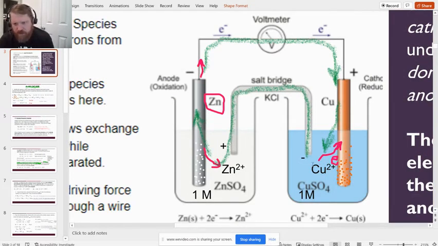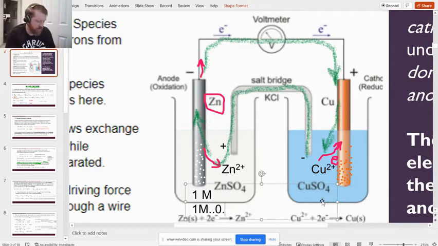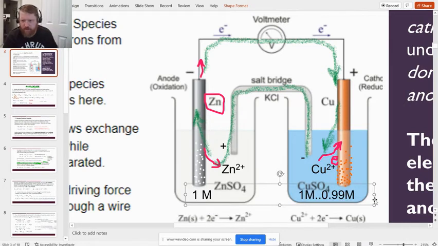The orange dots meant that copper ions were becoming copper solid. What is happening to the molarity as this reaction rolls? Well, it's eventually going to become 0.99 molar on this side as the copper ions become solid, aren't they? It's going to slowly drop. What's going to happen on the other side?